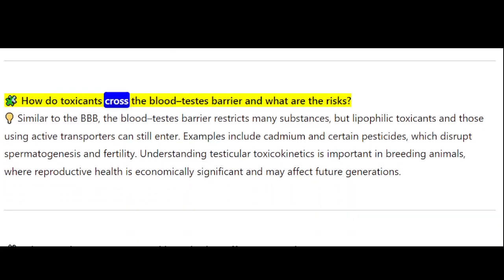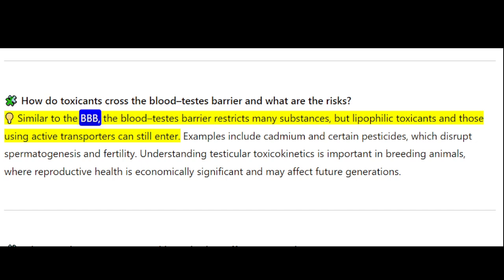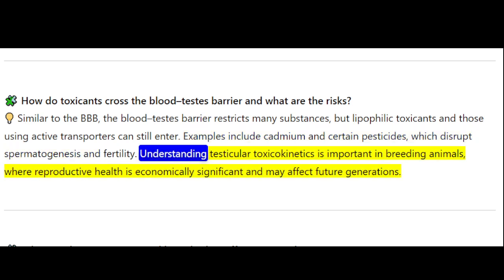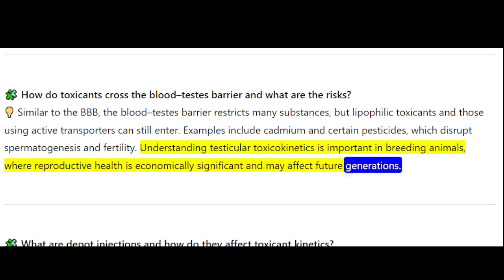How do toxicants cross the blood-testis barrier and what are the risks? Similar to the BBB, the blood-testis barrier restricts many substances, but lipophilic toxicants and those using active transporters can still enter. Examples include cadmium and certain pesticides, which disrupt spermatogenesis and fertility. Understanding testicular toxicokinetics is important in breeding animals, where reproductive health is economically significant and may affect future generations.